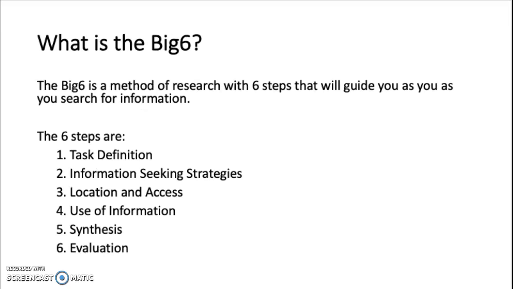What is the Big 6? The Big 6 is a method of research that has 6 steps that will guide you as you search for information. It also will help you organize and evaluate the information necessary for accurate research.